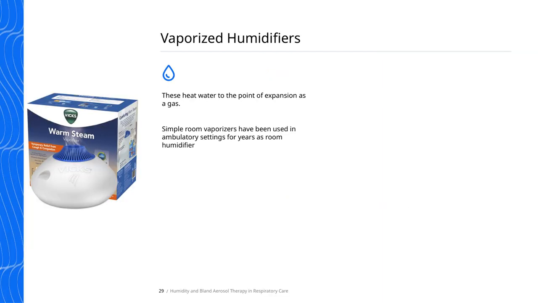Now, let's talk about vaporized humidifiers. These devices work by heating water to the point where it turns into a gas or vapor. This process is essential because it allows us to add moisture to the air effectively. Simple room vaporizers have been around for quite some time, especially in ambulatory settings. They serve as room humidifiers, helping to increase humidity levels in the environment.